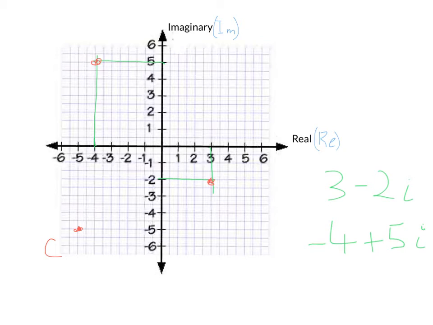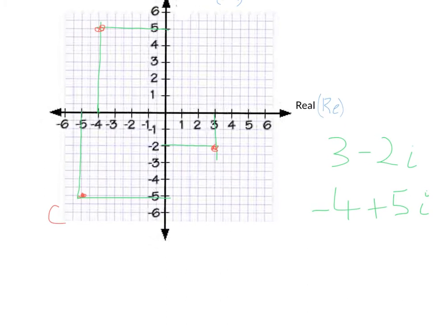So our point C, if we try and figure out what the coordinates are, we need to find out its real component. So we'll bring it up to the real axis. We also need to find out its imaginary component, so we'll bring it over to the imaginary axis. So on the real axis, its value is minus 5. And on the imaginary axis, its value is also minus 5, coincidentally.